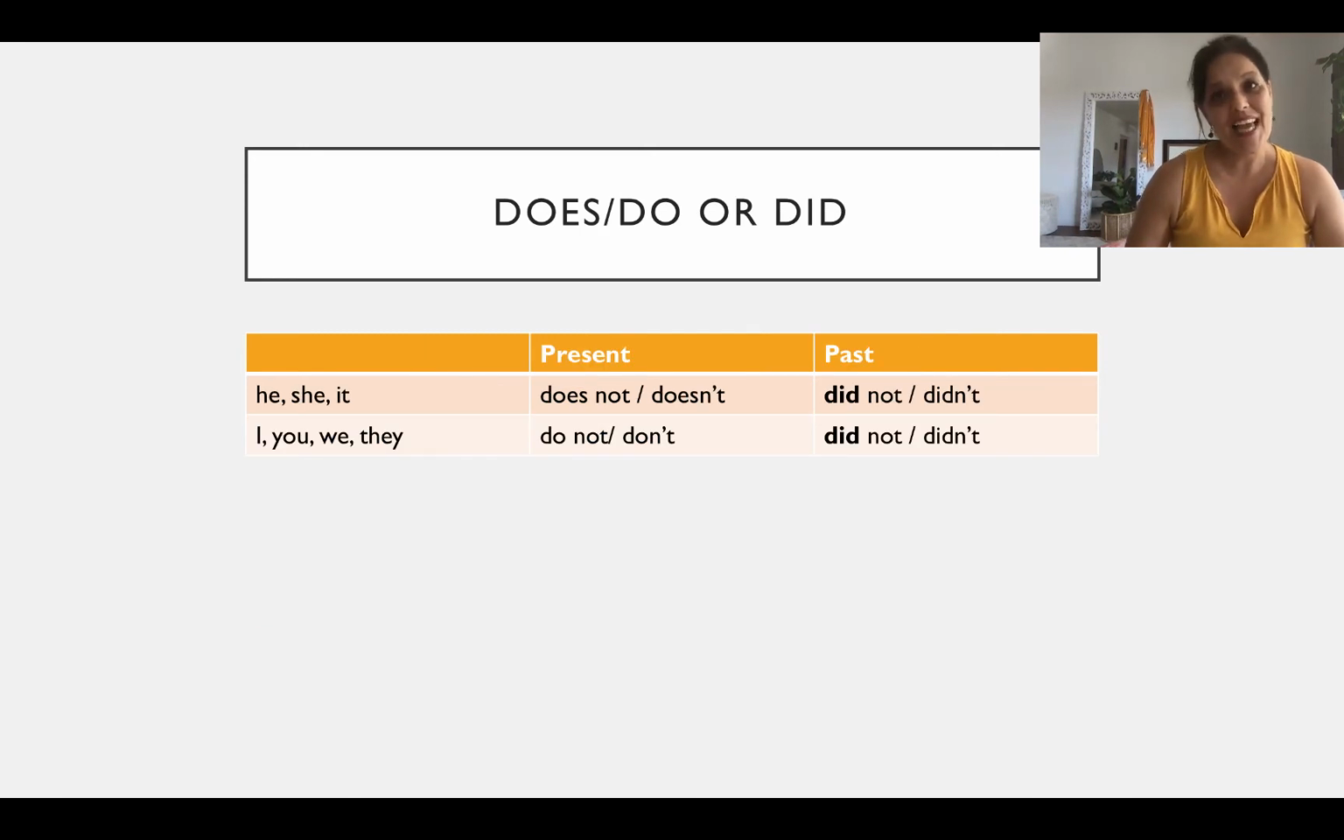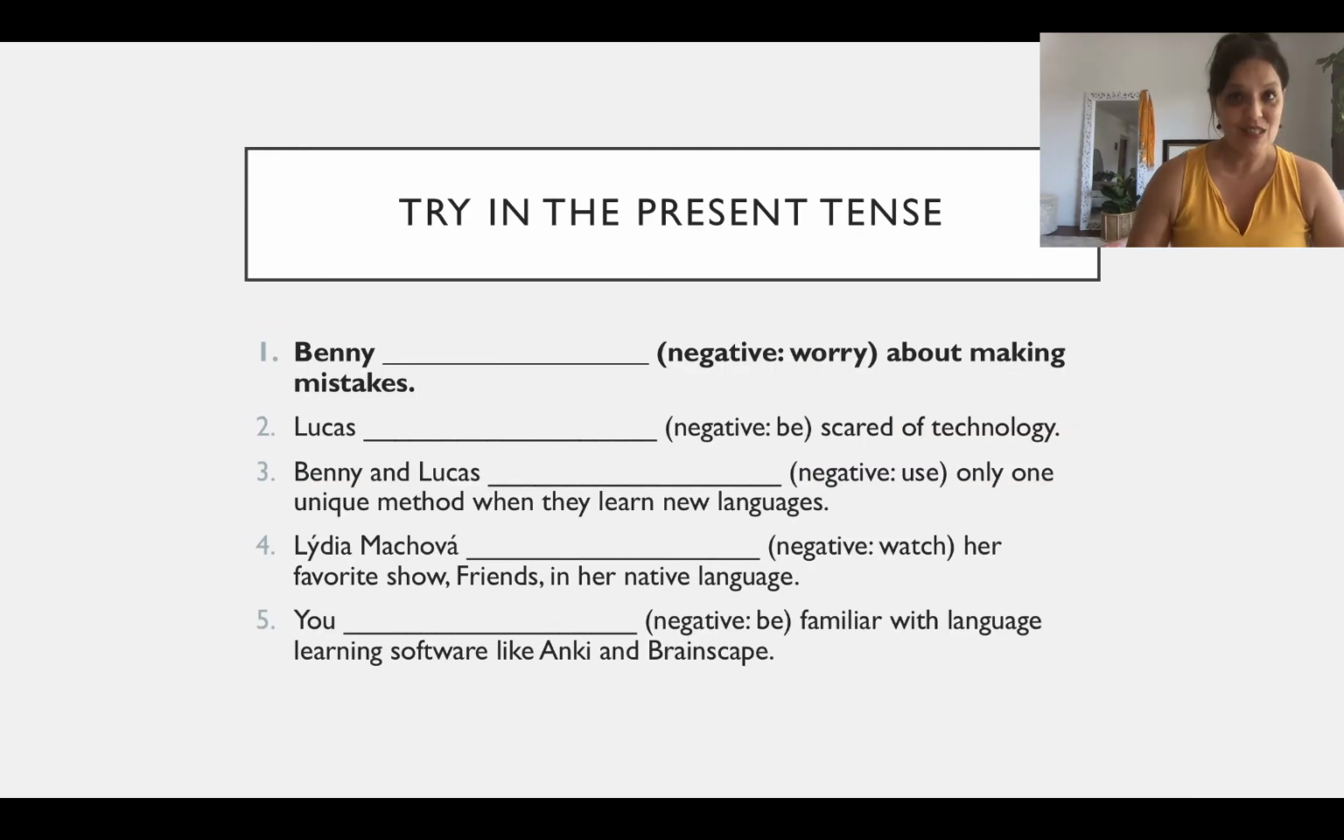So just to recap, if your subject is he, she, or it, we use does. Does not or doesn't. If the subject is I, you, we, they, the helping verb is do not, or don't. If we're talking about the past, it's did for all of the subjects. Did not or didn't. Let's take a look at these questions and please put me on pause so you have a chance to practice writing down the answer.